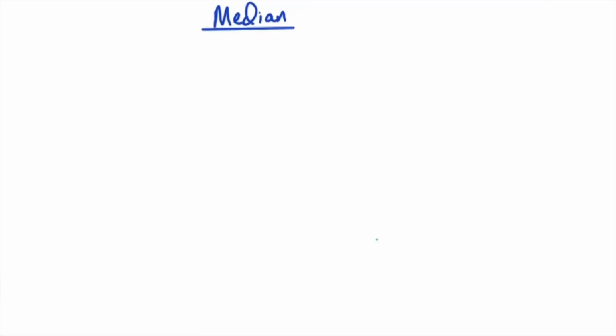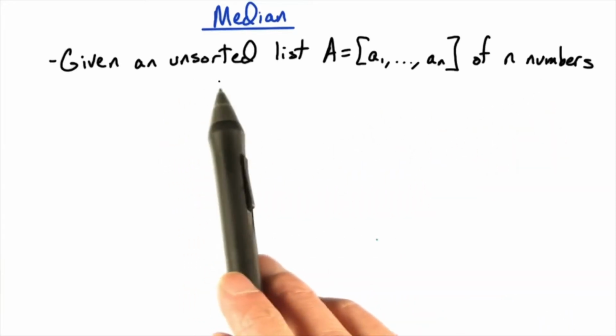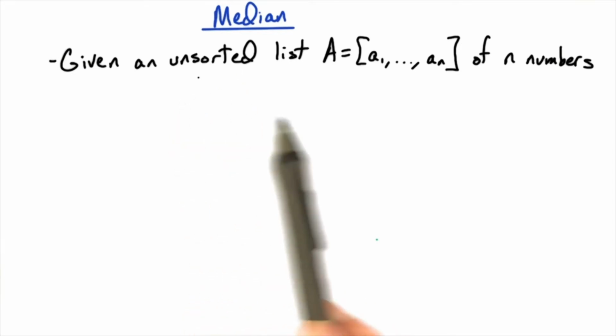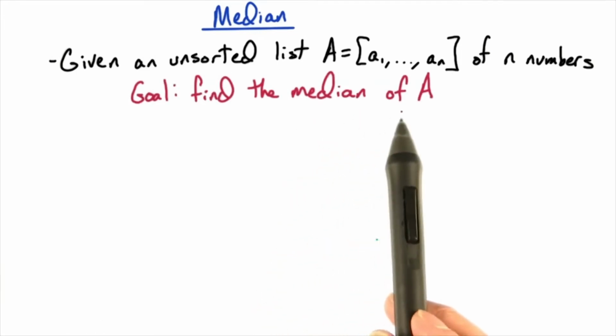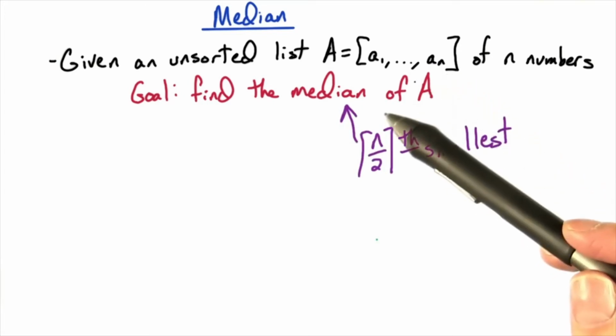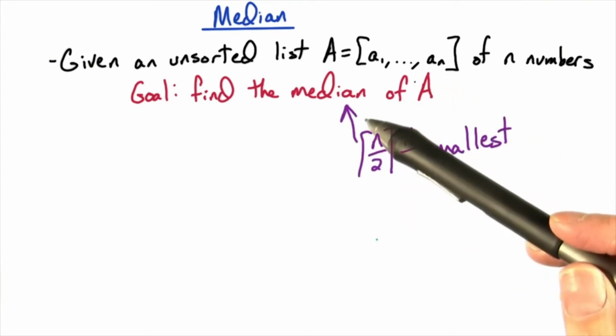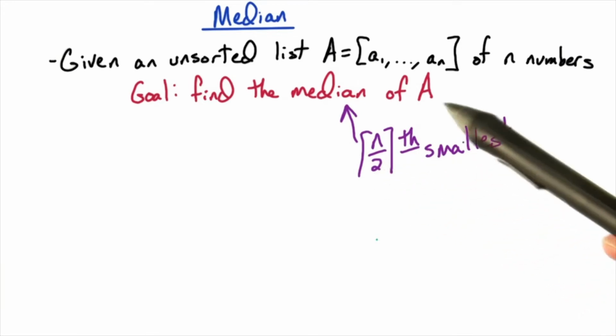This is the problem of finding the median. The input to the problem is n numbers, in arbitrary order, so we assume the list is unsorted. The input is given to us as this one-dimensional array, capital A. Our goal is to find the median of A. This is the middle element. When n is even, it's not exactly clear what we mean by the median. So for concreteness, let's define the median as the ceiling of n over 2, smallest element of A.